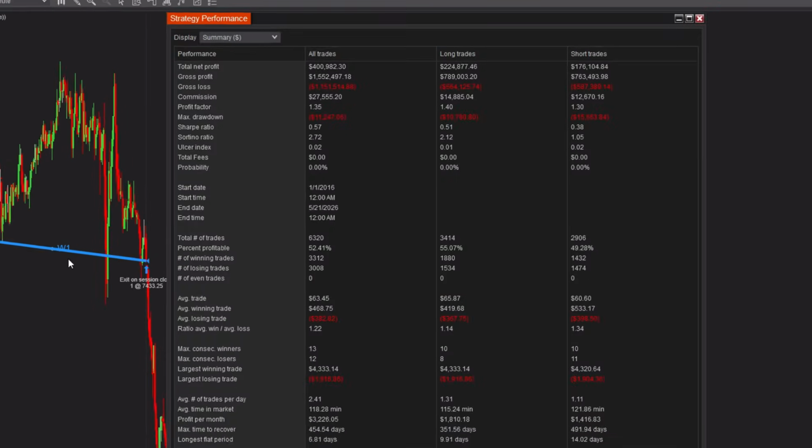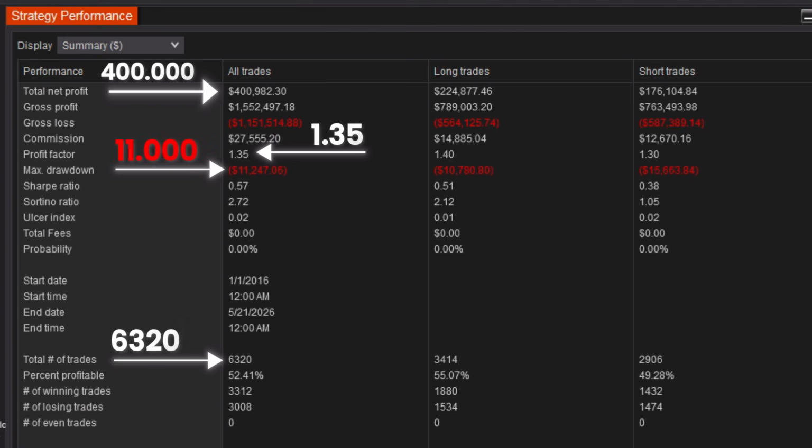And here are the final results. This is a very strong performance for ES, especially across more than 10 years of data. The system generated over $400,000 in profit while keeping drawdown at only around $11,000, showing very solid risk control. With a profit factor of 1.35 across more than 6,320 trades, the results look both consistent and reliable.